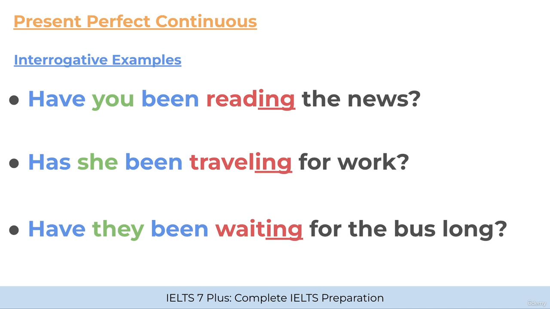And it's important to note here that irregular verbs don't change how you form negatives and interrogatives, because the present participle doesn't need to change here, so not to worry about that for the present perfect continuous.